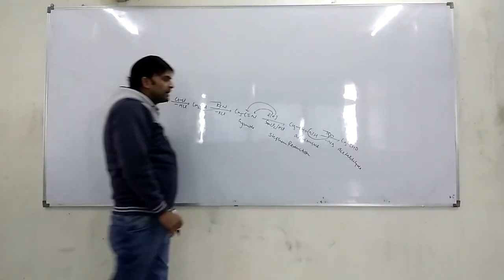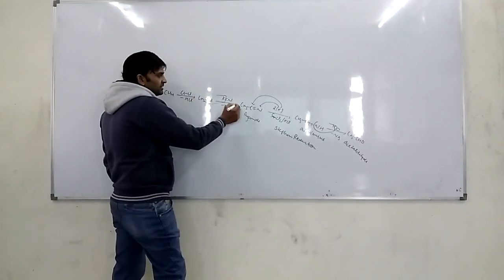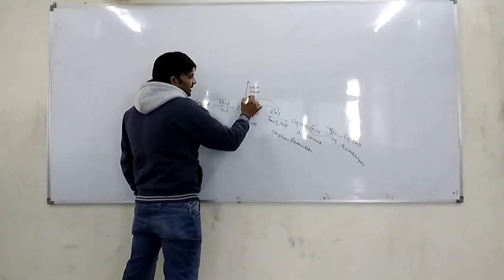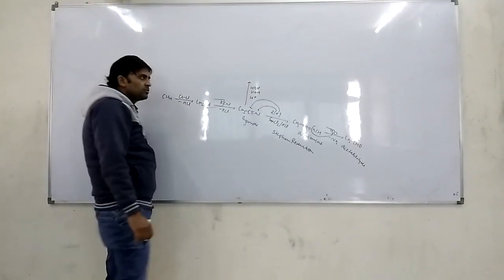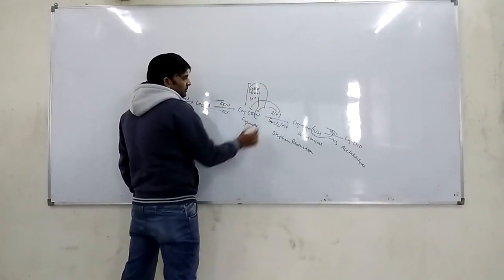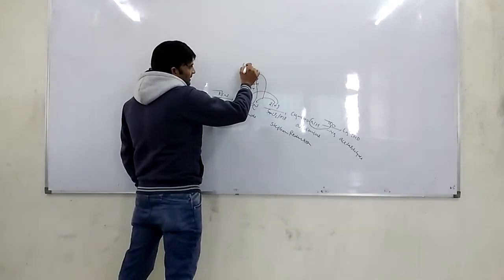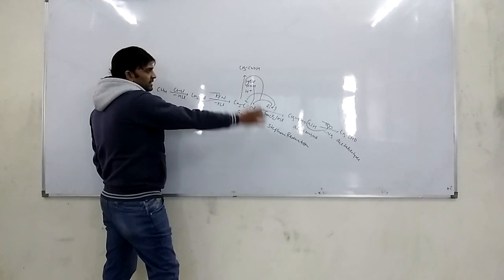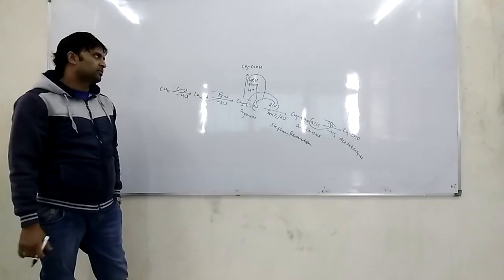Another method to get acetaldehyde: suppose this CH3CN is hydrolyzed with 2 molecules of water in the presence of an acidic medium. It will release ammonia, and it is converted into CH3COOH. You know this is a carboxylic acid. This cyanide is hydrolyzed in the presence of acidic medium H+, releases ammonia, and is converted into carboxylic acid.